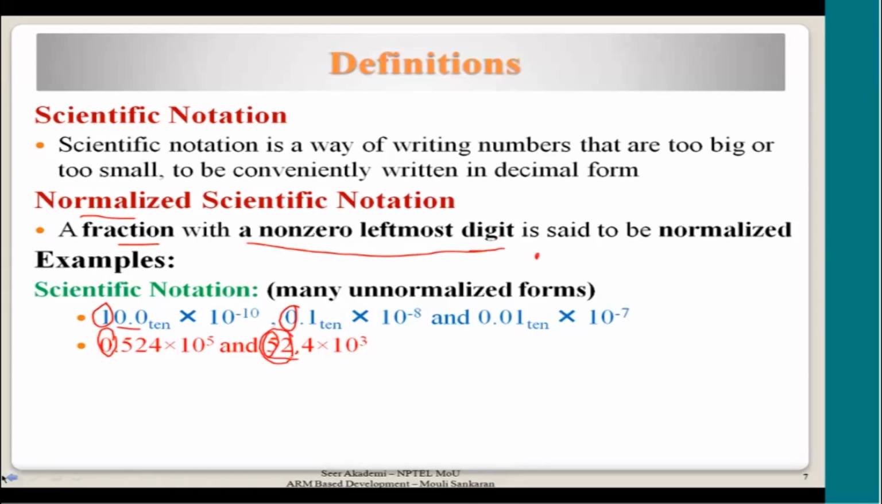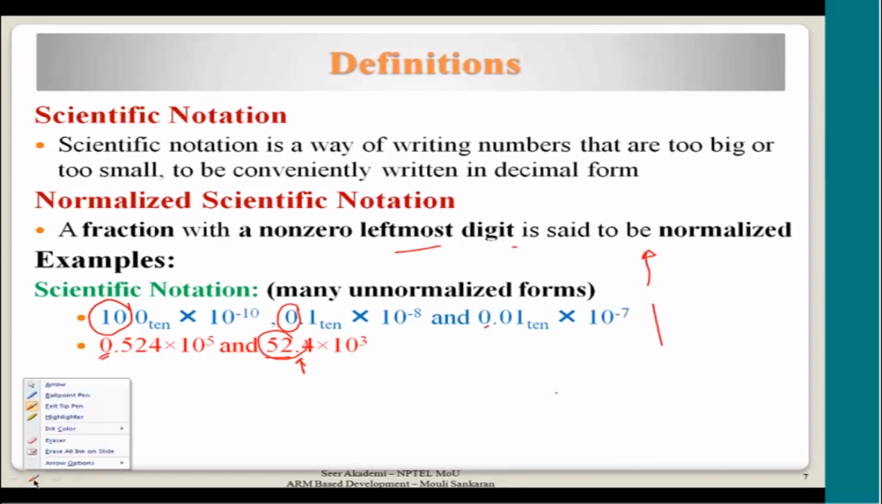Okay, let me remove this. See, here after the decimal point, I have a non-zero leftmost. If I say leftmost, it should be only one digit. Here there are two digits after this decimal point. Here it's not non-zero. Here two digits are there. Though it is non-zero, two digits are there. This is actually a zero, it's not a non-zero value. So none of them fall under this normalized notation form.